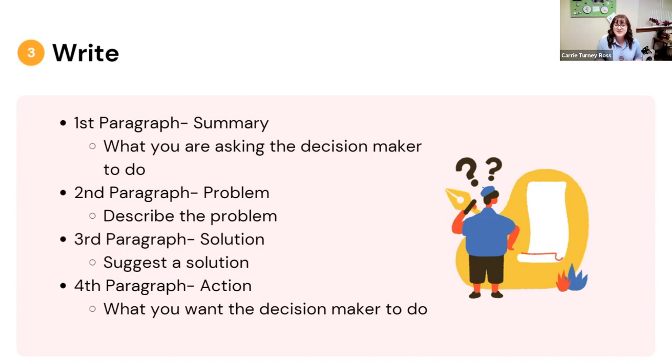The third paragraph, suggest a solution. You might not have a solid, this is exactly what needs to be done, but it could be something as simple as, I want the opposite of what is happening to happen. And then the fourth paragraph is the action, what you want that decision maker to do. I want you to vote against this law. I want you to vote in favor of this law. I want you to do this, this, and this, so that it's clear to them why it matters and what you, their constituent, the voters, want them to do.